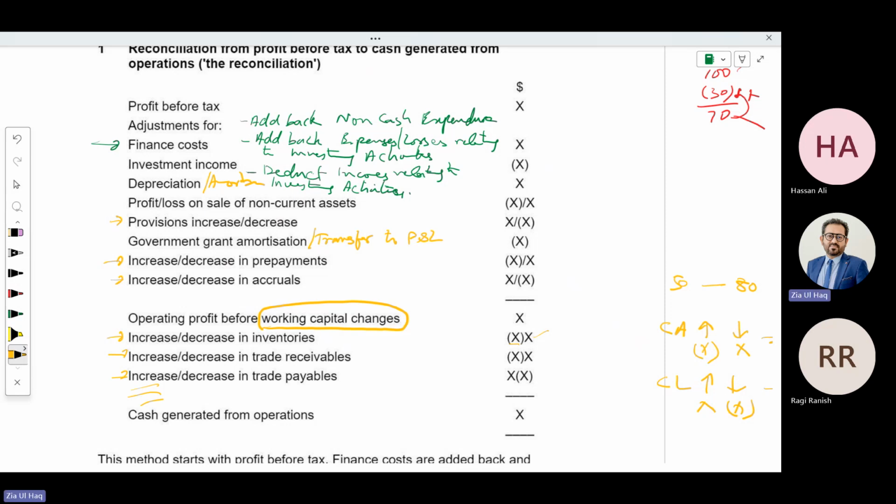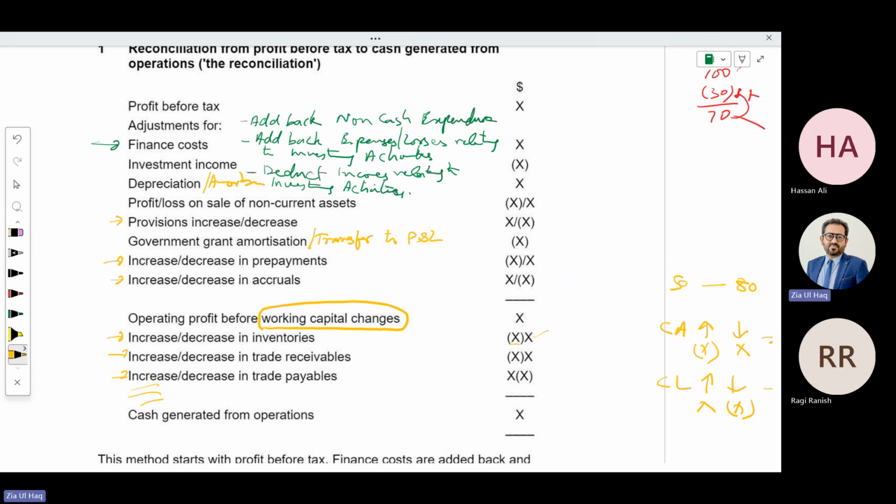So we will start from profit before tax. In that, we need to make some adjustments. Add back non-cash expenditure like depreciation. Add back losses and expenditure relating to non-current assets, such as loss on asset. And deduct income from non-current assets, any investment income, any dividend we are receiving.